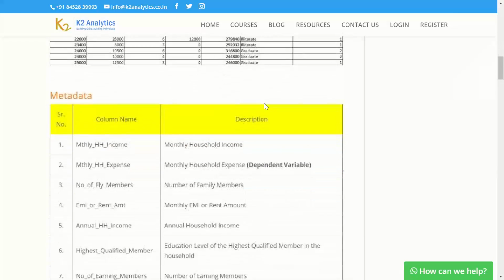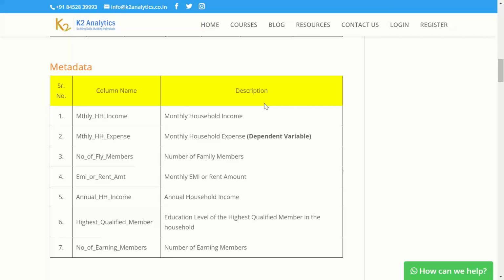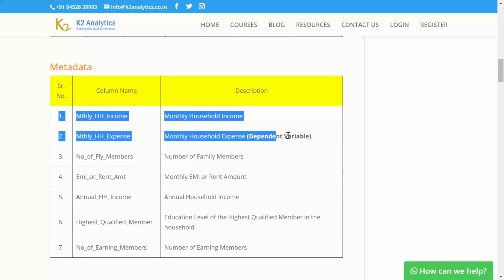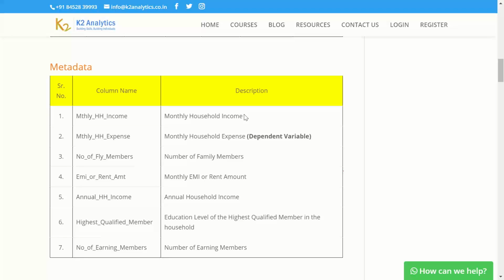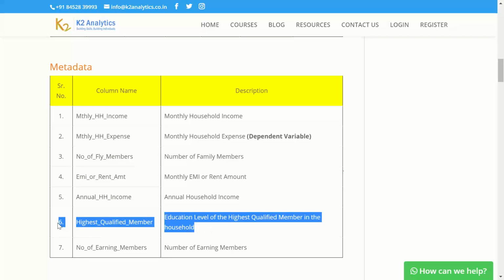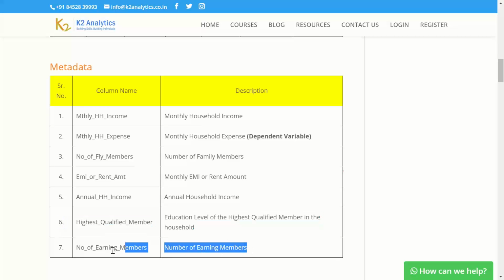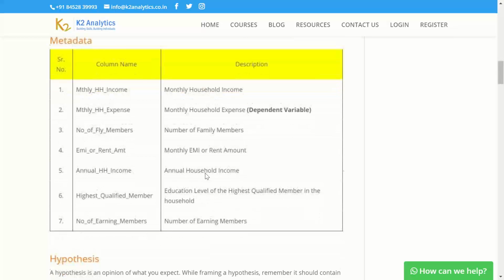We have to do importing, and once again let's quickly go through what data is available. We have used income and expense so far. Expense is my dependent variable. We used income as an independent variable. These are additional parameters available: how many family members are there in the household, whether the family is staying in an EMI or rented apartment, what is the annual income, what is the qualification of the highest qualified member in the family, how many earning members are there in the family. These are additional information. Can we use this additional information to build a better model is what we have to see.